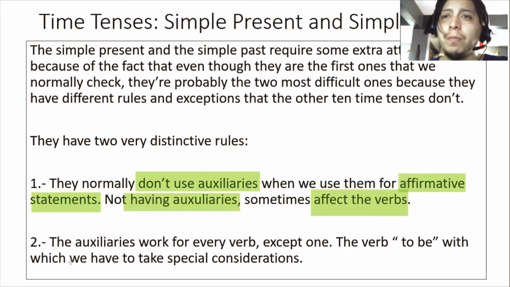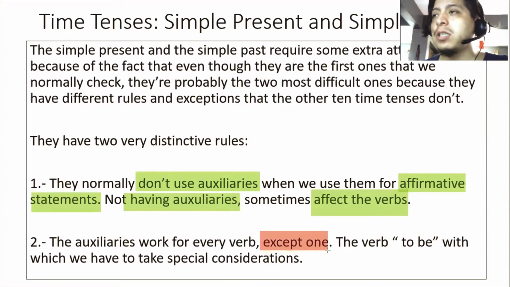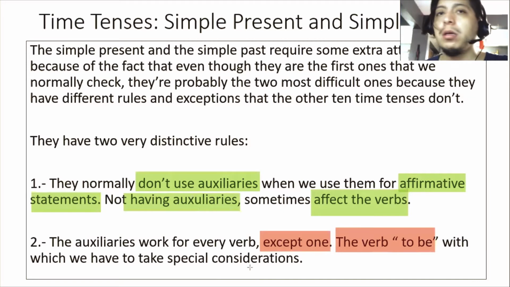The second rule: the auxiliaries work for every verb. So we have the auxiliaries for the simple present, which is do or does. For the simple past is did, and they are used for every single verb: jump, try, eat, feel, think, see, watch, eat, sleep, whatever you want. But there is one verb that is an exception. There is one verb that you never, ever, ever use the auxiliaries with. There is one exception: the verb to be.